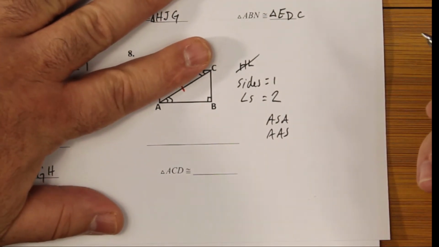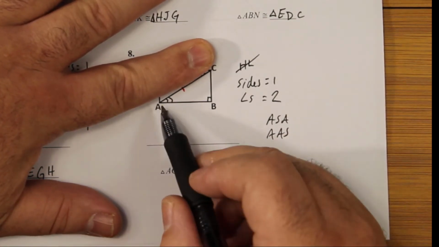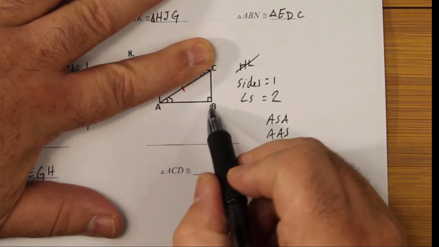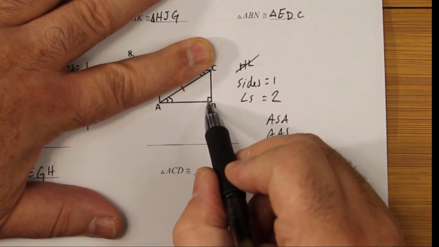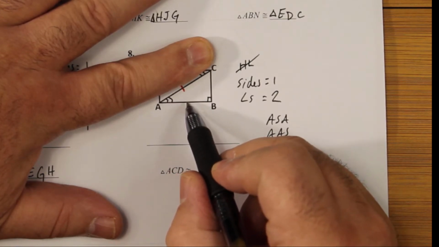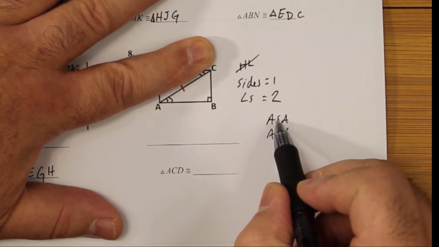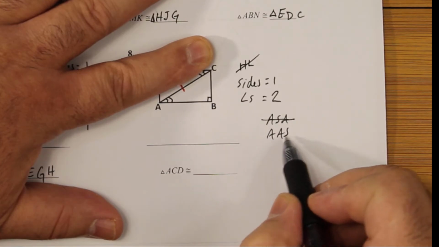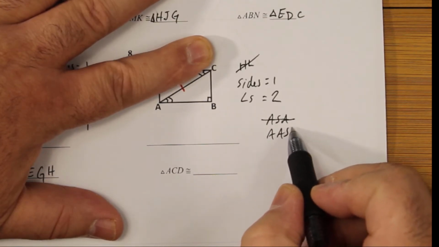So if I cover this up completely, I can see that I have angle A and angle B, and then the side is not between them. So that means it's not going to be the side between them. It's going to be the side outside of the 2 angles. So it has to be this one.